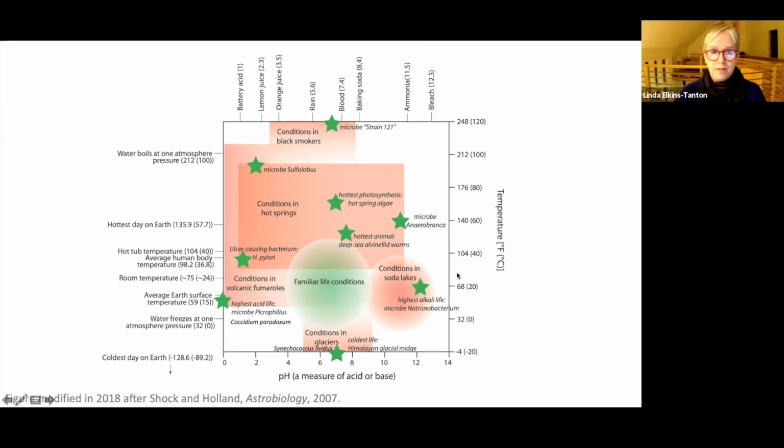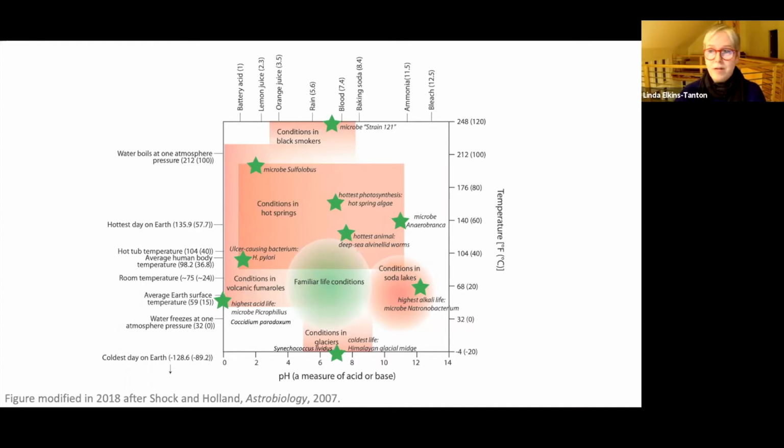Then on the vertical axis, the temperature here is in Fahrenheit and Celsius, Celsius in parentheses given on the right. But over on the left, again, I put some familiar temperature conditions from the coldest day recorded on Earth that's off the scale up through the boiling point of water at 1 atmosphere up here. The rose-colored regions in this graph show the range of conditions for certain Earth locations. Conditions in black smokers, the hot water conduits in the oceanic floor near mid-ocean ridges, they can have liquid water at temperatures above 100 C or 212 F because the pressures are high.